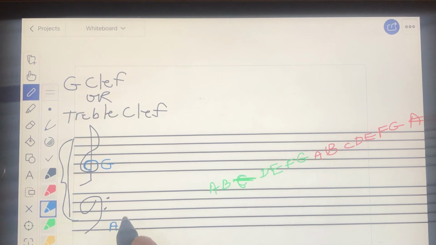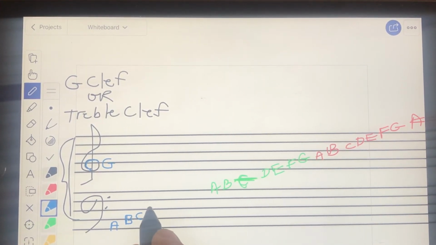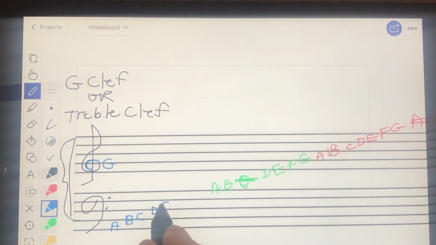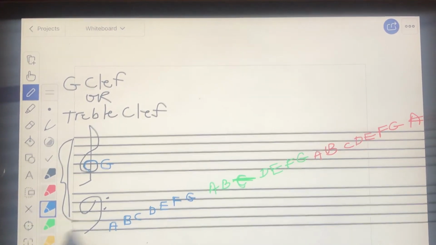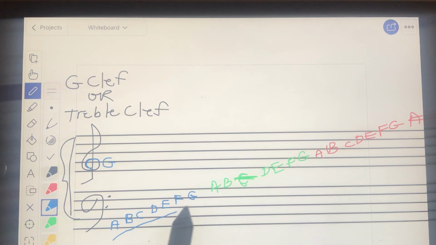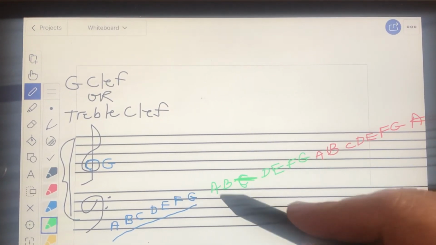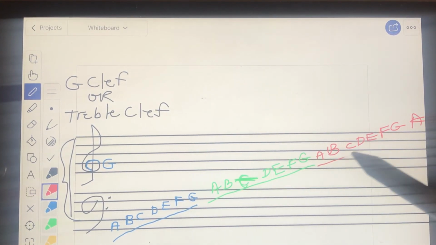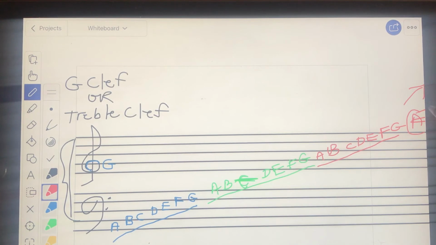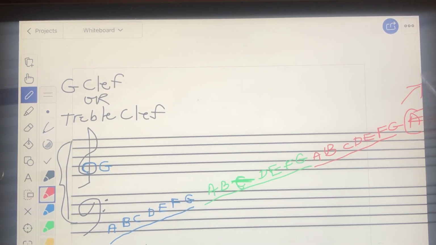A, B, C, D, E, F, G, and so on, if we had more ledger lines above the treble clef.